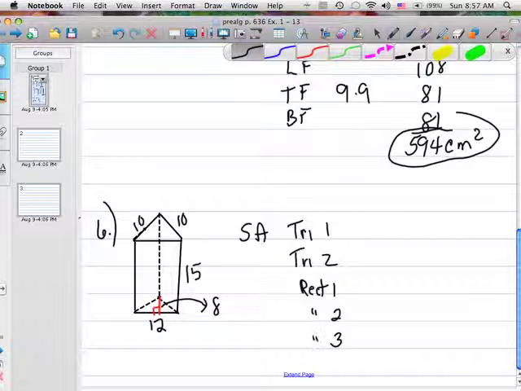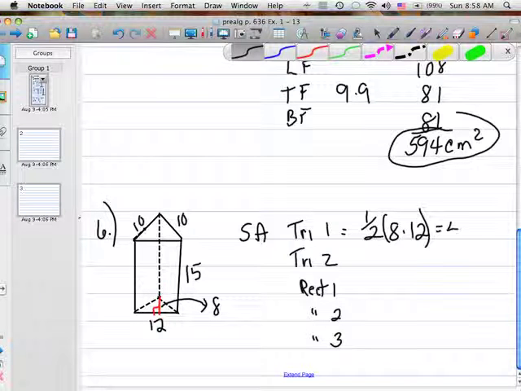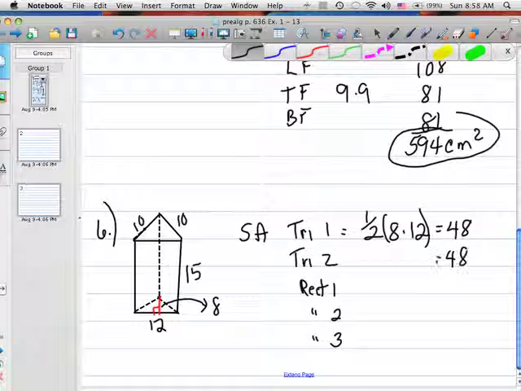So in triangle 1, here we'll use the bottom triangle. The height is 8 and the base is 12, so it's 1/2 times 8 times 12. And half of that is 48. Half of 96 is 48. So the other triangle is also 48. And then the rectangles. Let's take the front one.